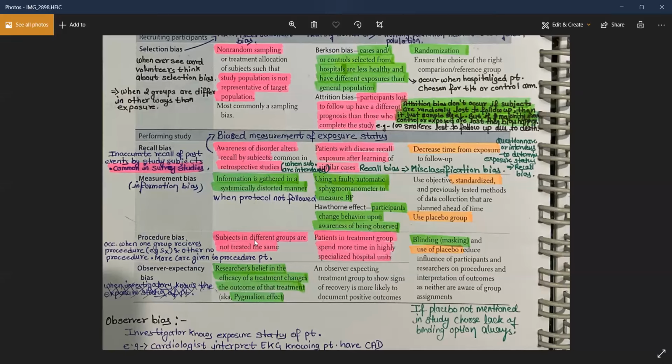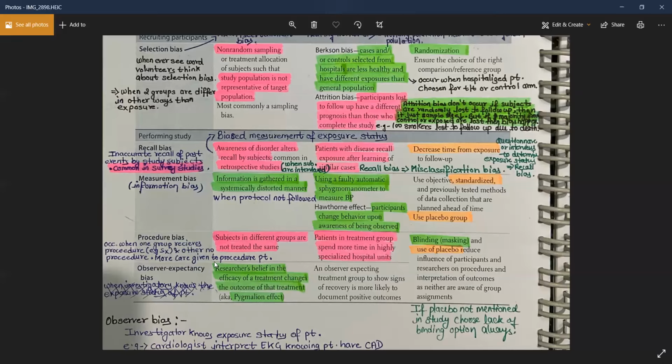When the subjects in the different groups are not treated the same way, the subjects who were receiving the therapy or the surgery or the drug are treated in a different way with special treatments, while the group who were not receiving any kind of treatment do not get any special treatment. So the pain in the special treatment group will be reduced, and it will look like the drug or the surgery is actually working. But that was not the true case. It was actually the special conditions the patients were receiving. Okay, do you understand the procedure bias?